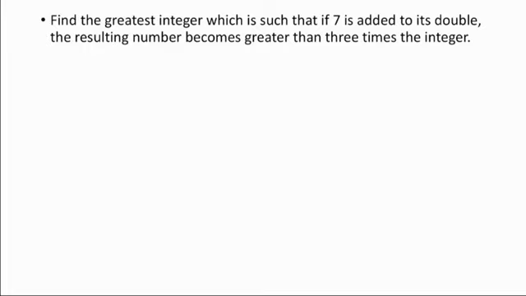So in this question, it's given: find the greatest integer such that 7 added to its double, the resulting number becomes greater than 3 times the integer. So from this word problem, let us get an algebraic expression of this problem. So we'll find the greatest integer such that if 7 is added to its double, so 7 plus 2 times x. So first of all, the assumption is let the integer be x. So we'll take the integer to be x.